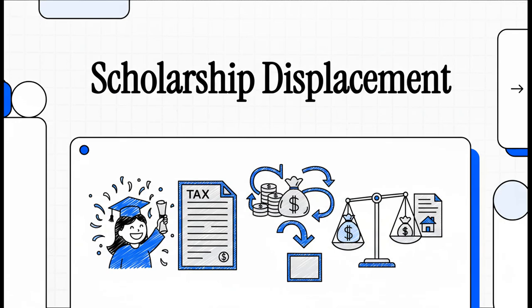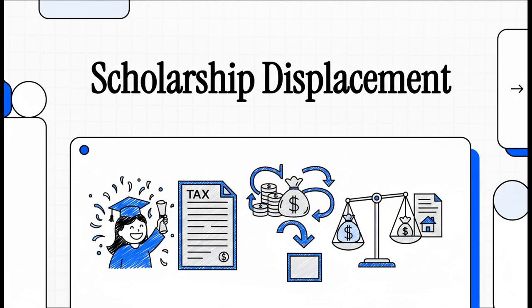Imagine this. Your student gets a big scholarship. It's amazing news, right? A huge cause for celebration. But then, tax season rolls around and suddenly you see this weird, unexpected income on your tax return. And it's coming from your own 529 plan.